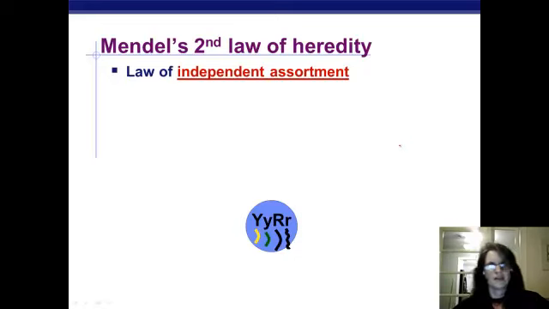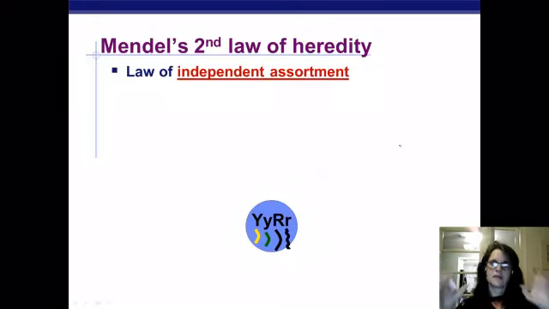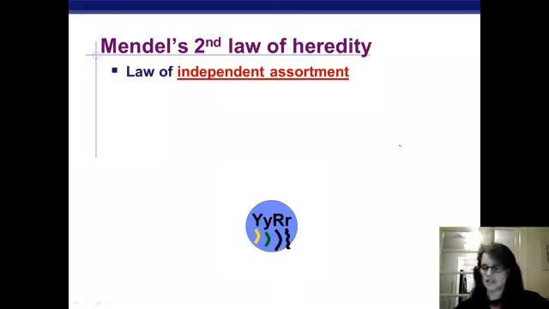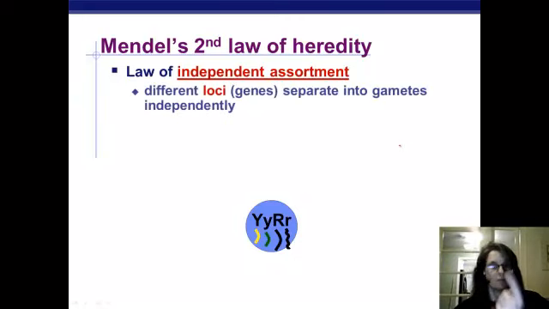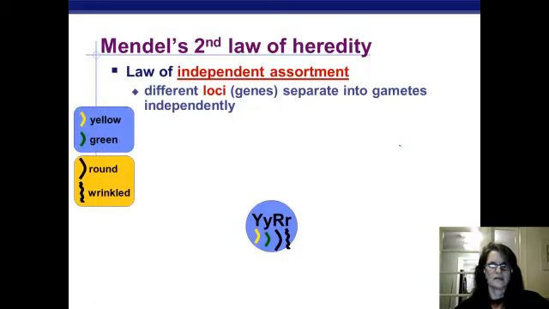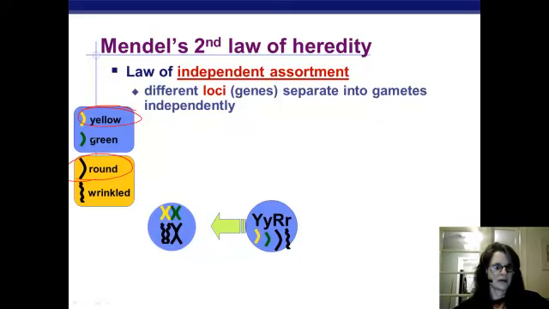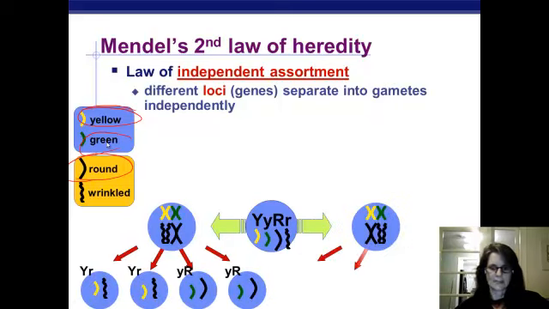So Mendel's second law of heredity then is the law of independent assortment. So not only do the homologous chromosomes separate, but they can go in any combination that they wish when you're looking at more than one trait. Different loci separate into gametes independently. Round does not always have to go with yellow. It can also go with green, for example. And that's what we see.